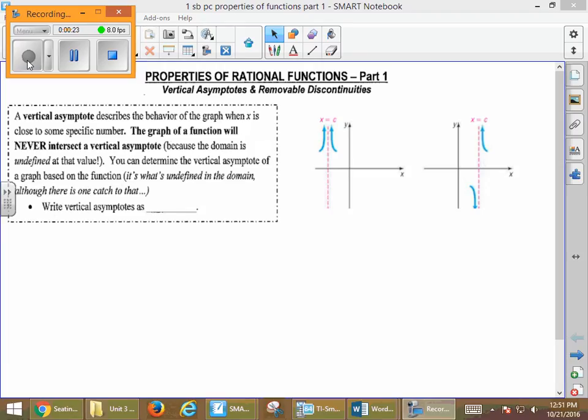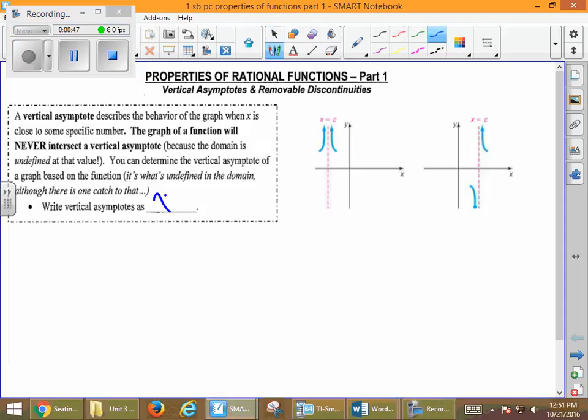So if something's excluded from the domain, then that's the place where we're not going to be able to cross or touch. More specifically, it's what's undefined in the domain, and there's one catch to that. We can find the domain, but then once we find the domain, we write our asymptotes as x equals some number.